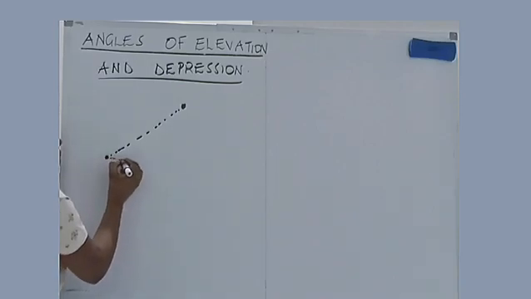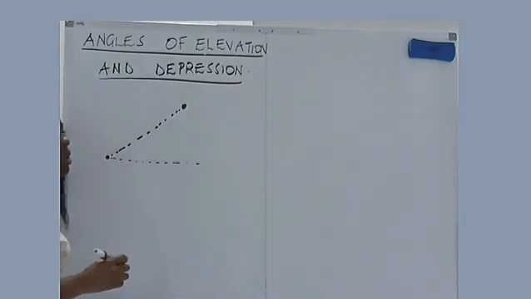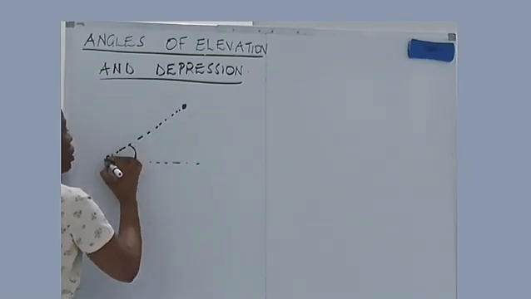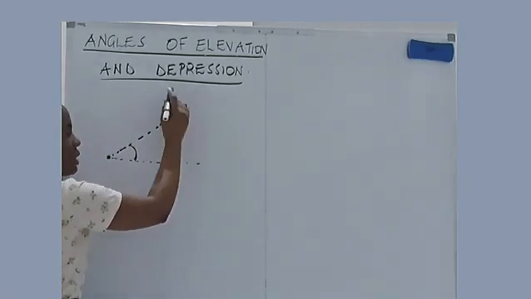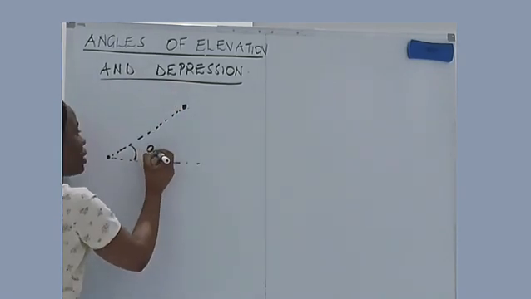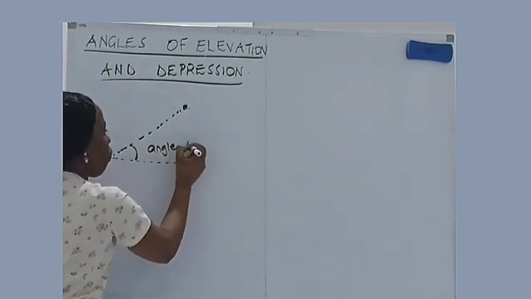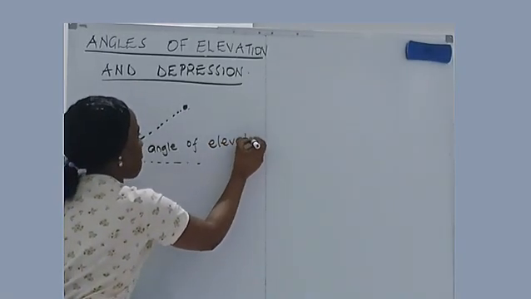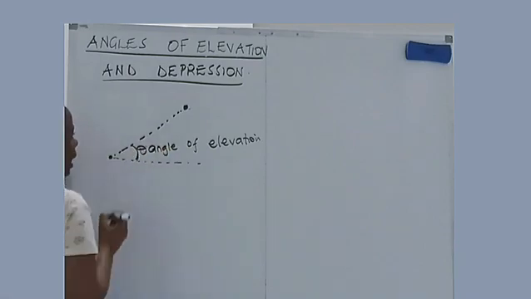If an observer is here and this person looks at a point which is higher than the observer's point, this is going to be our horizontal line. The angle that is formed when you look at a point that is higher than you is called the angle of elevation. Okay, that is our angle of elevation.